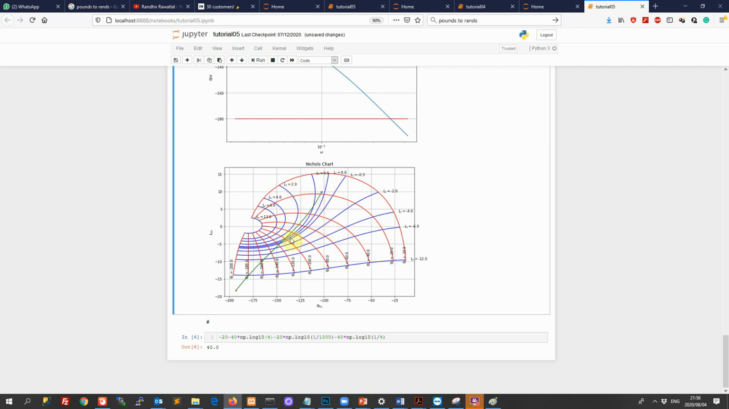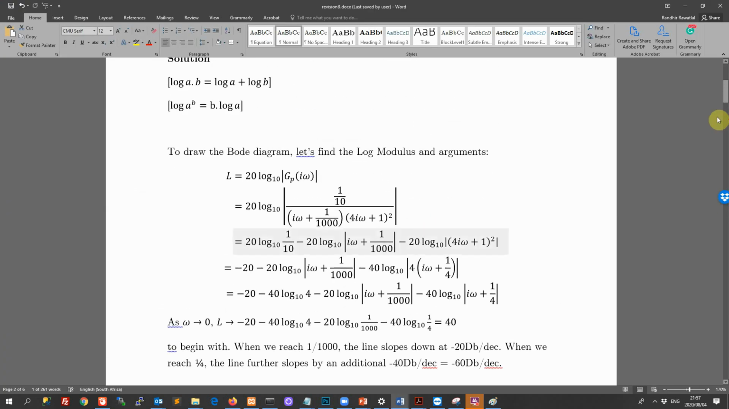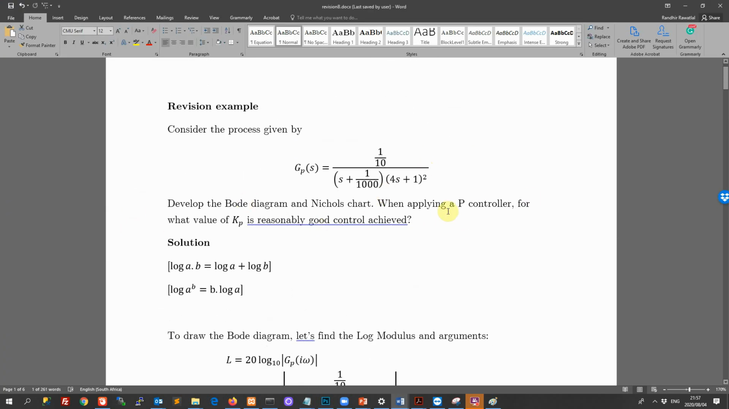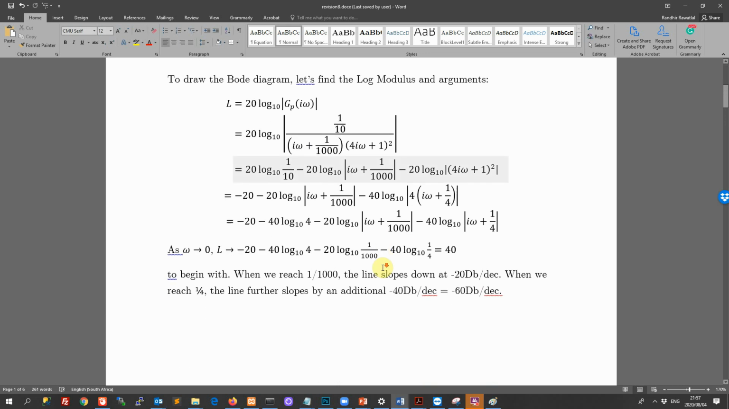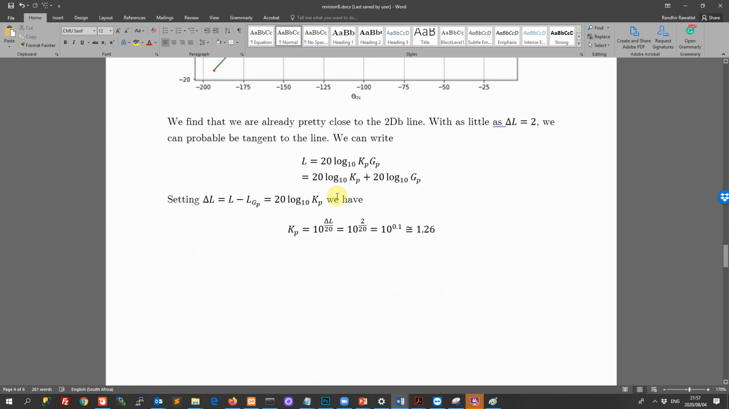So here you can see the process is not sitting on L equals 2, but for a small shift upwards, we could make it sit there if we could shift this curve upwards. And of course we can shift the curve upwards because we are talking about using a P controller. So a P controller is in effect going to multiply our process by a constant. And I think I've written a bit about that here.